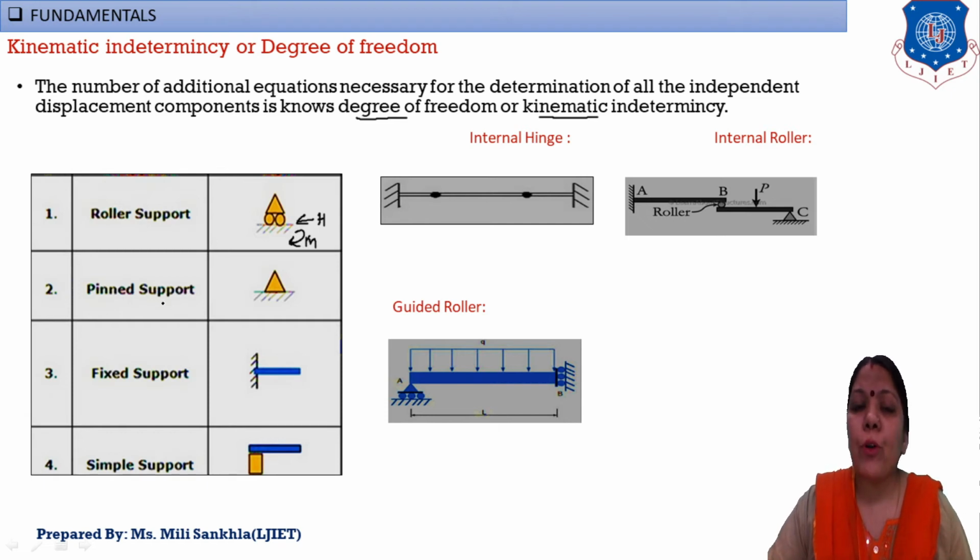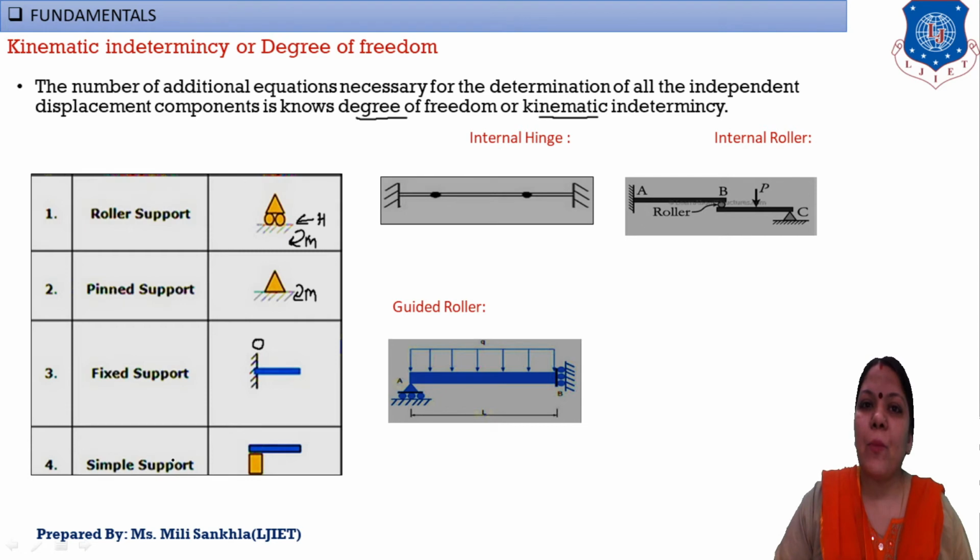Second, pin support, or we can say hinge support. If you remember, in SI the hinge support resists two types of forces, horizontal and vertical. That means the hinge support or pin support allows displacement, that is moment. Now fixed support: horizontal, vertical and moment. That means the fixed support does not allow any type of displacement. The degree of freedom for the fixed support is 0.